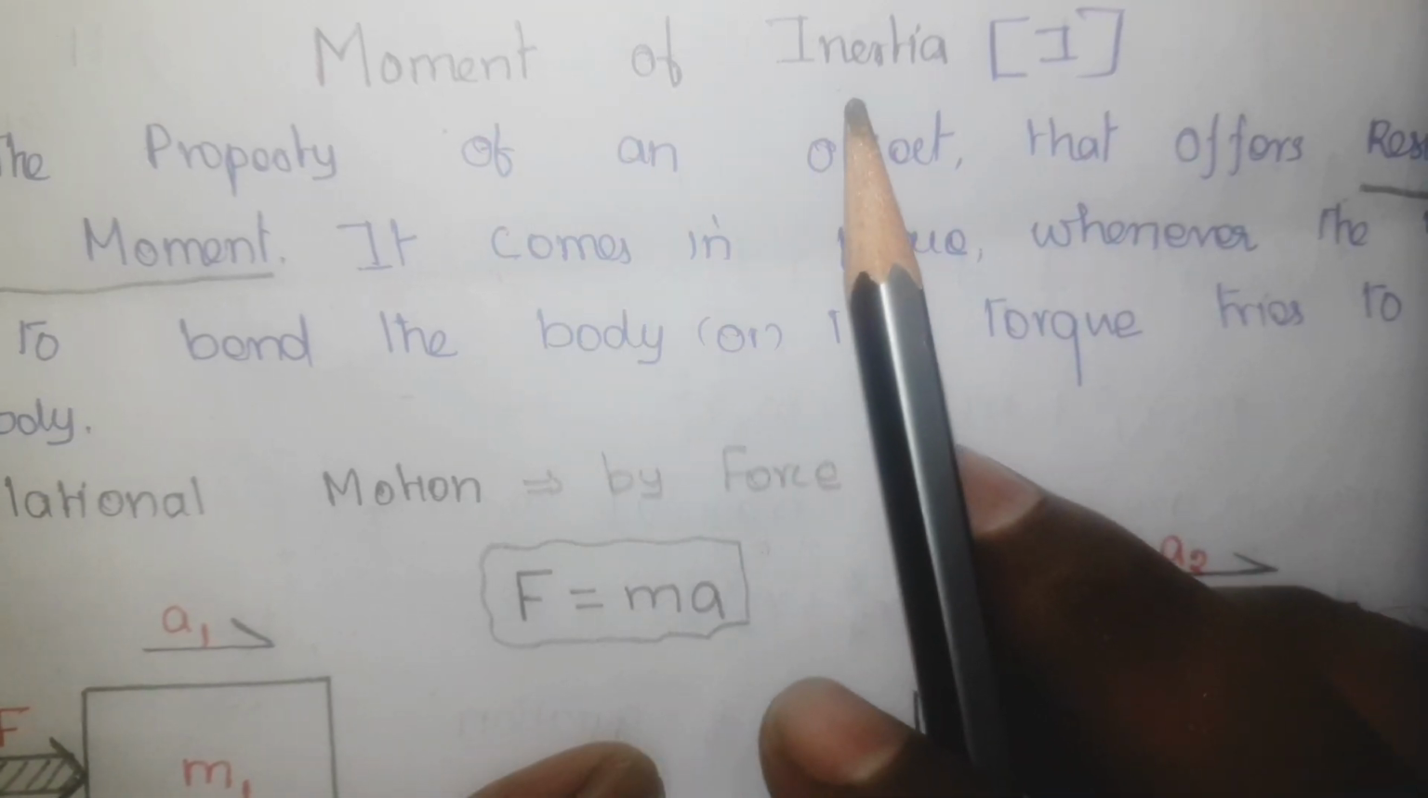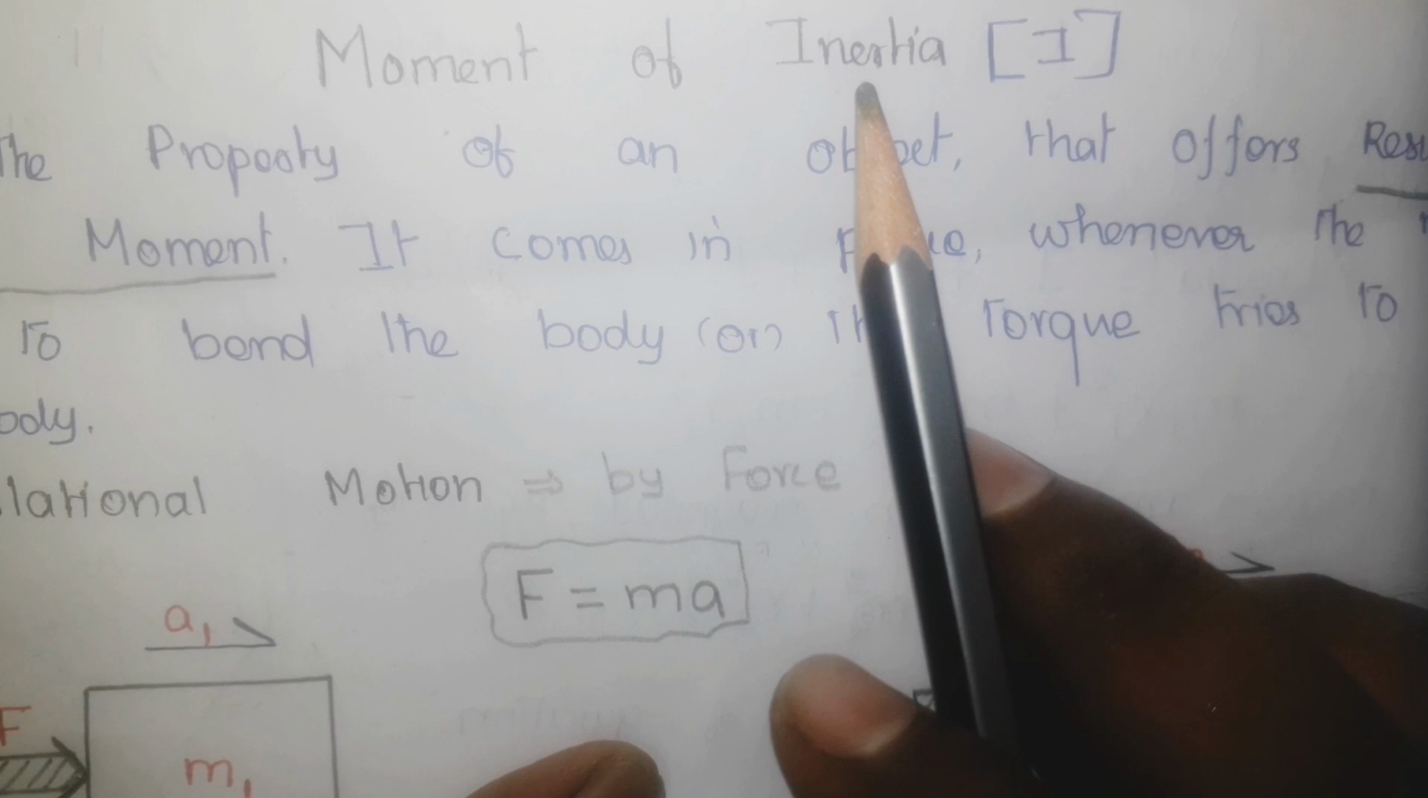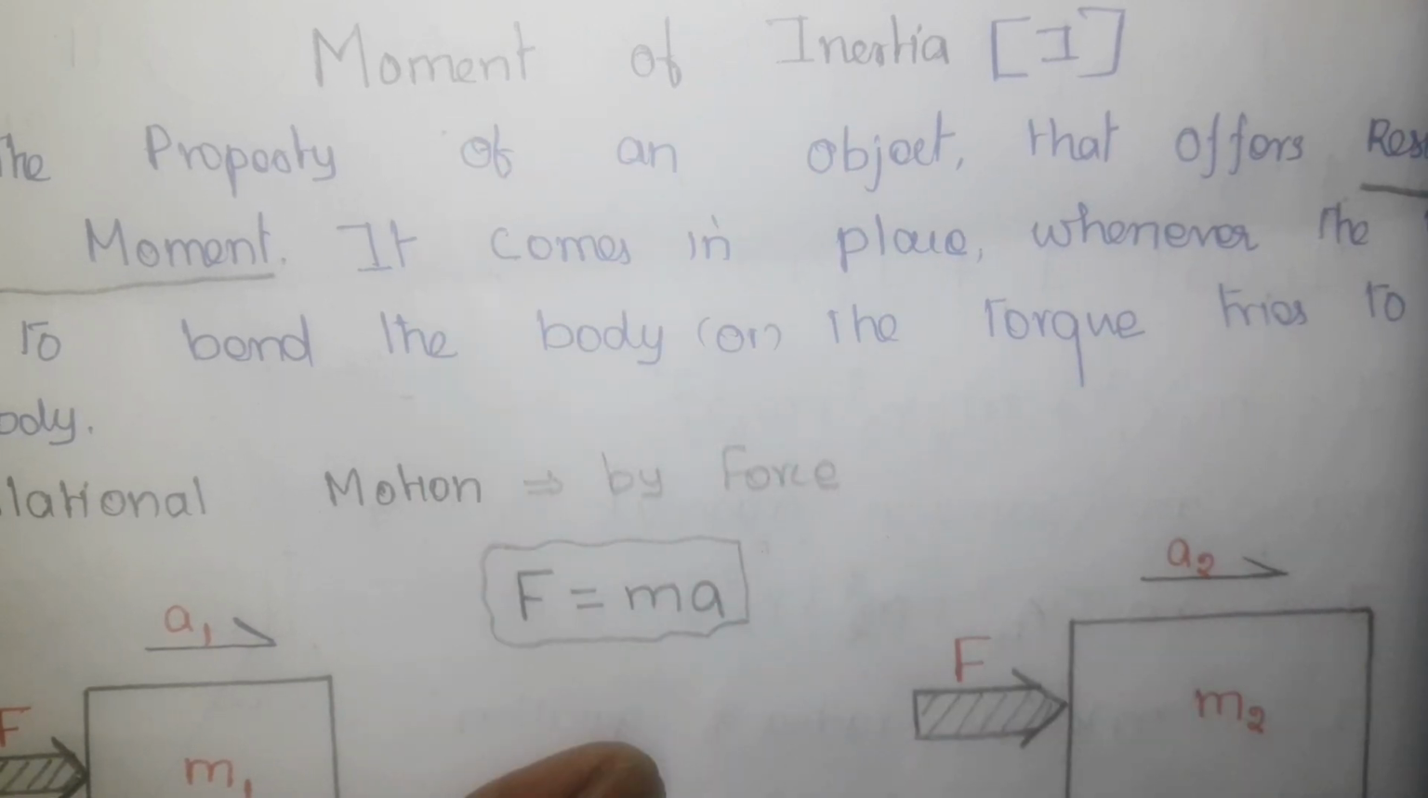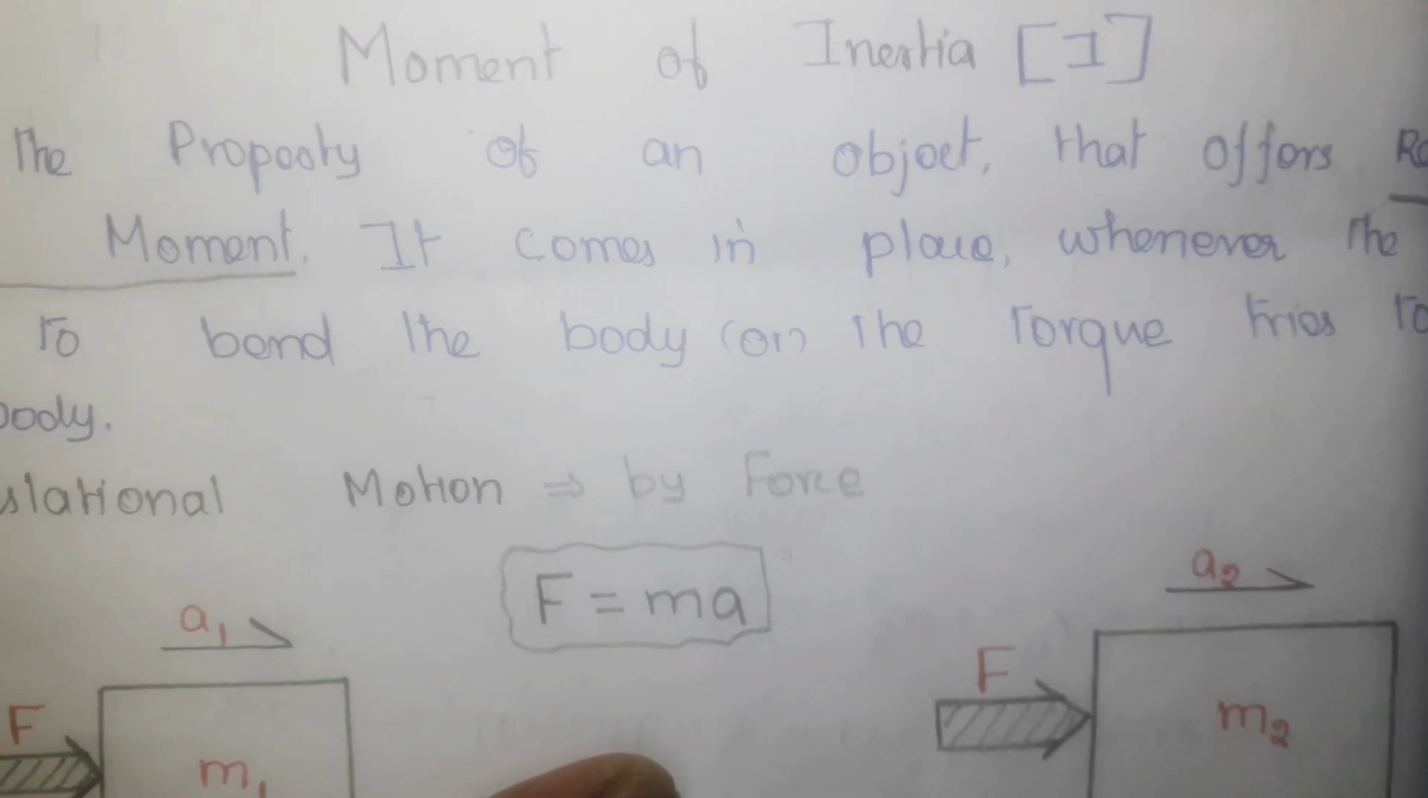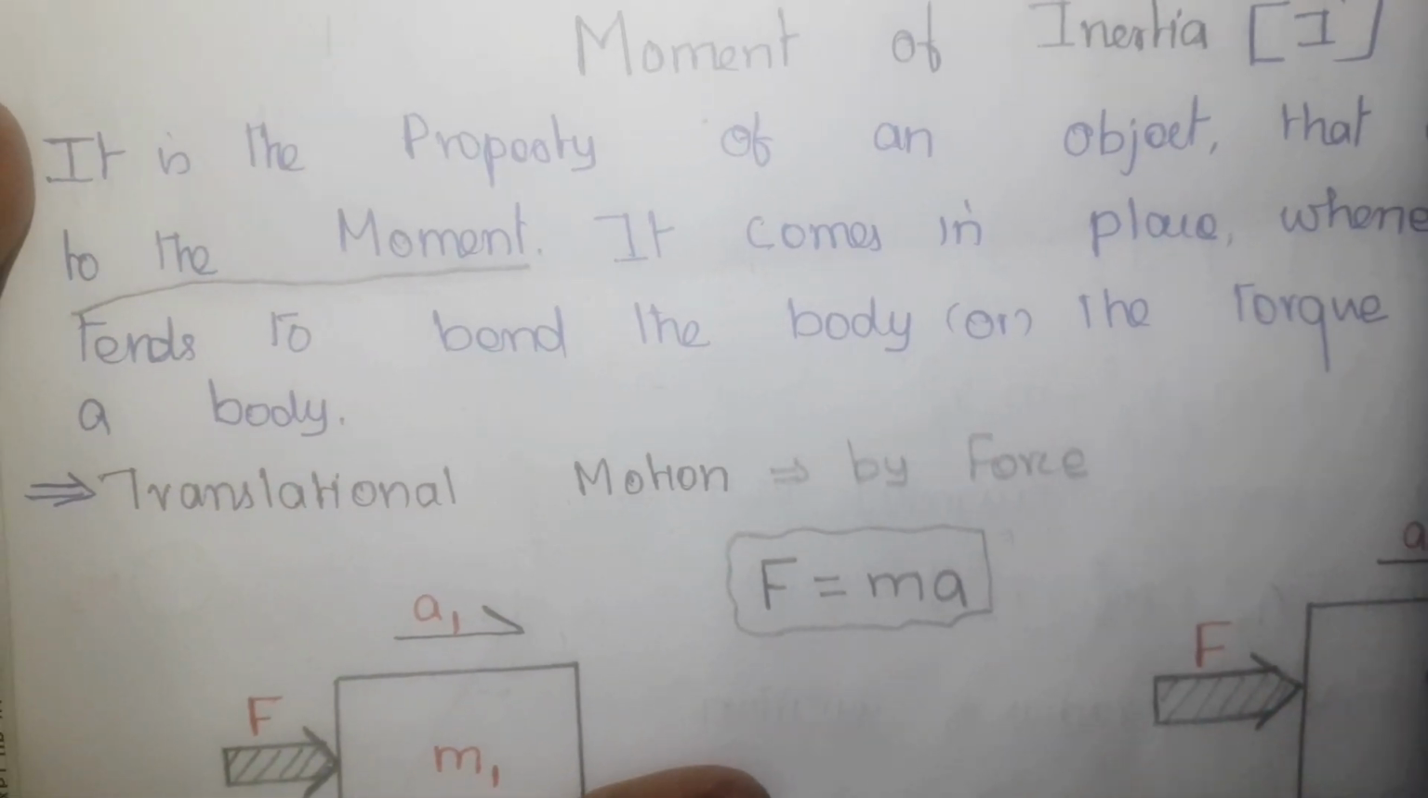Then here there are two parts: one is moment as well as inertia. Moment means it is a rotational agent. It gives rotational effect to the object. It rotates the object. Whereas inertia means it is the resistance offered by the object to the motion. So simply, moment of inertia means it is the resistance to the moment. Let us see the definition of moment of inertia.